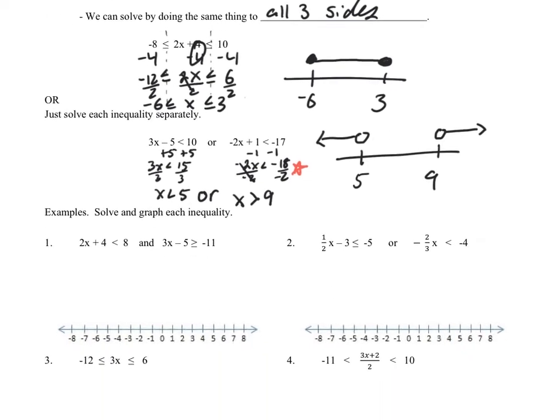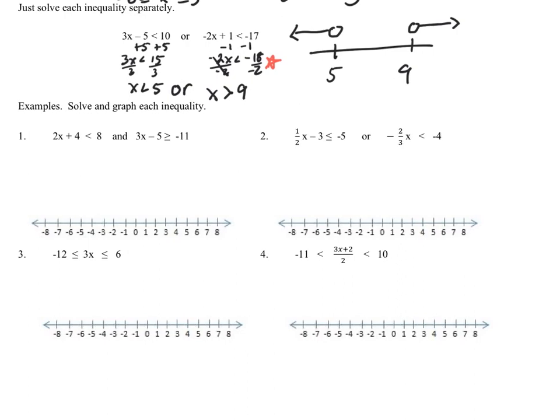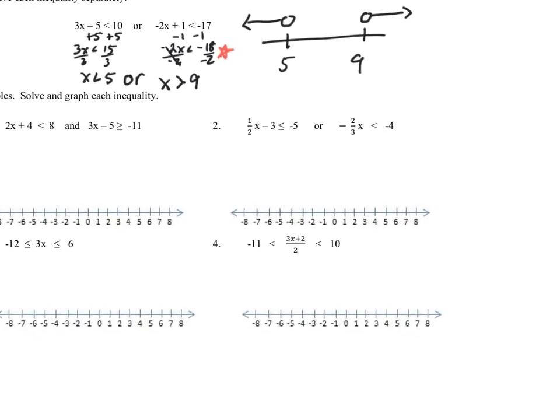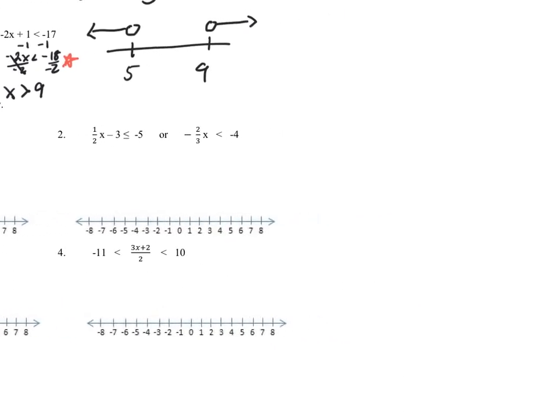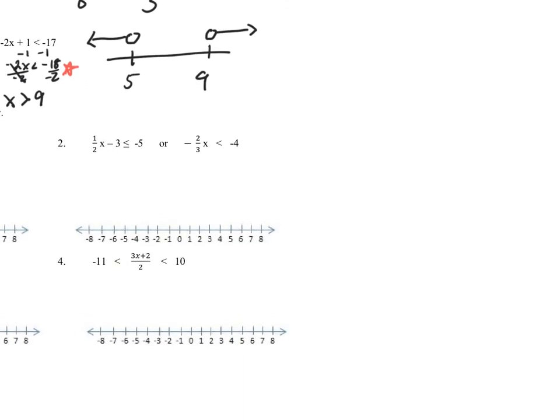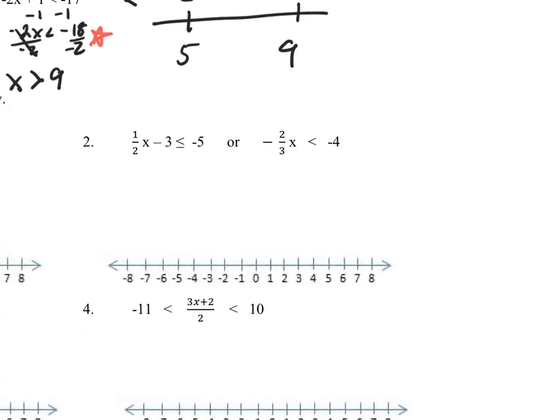Let's take a look at a couple more. I'm going to just do a couple that are a little bit different. So I'm going to look mainly here at 2 and at 4. So let's take a look at 2 if we want to solve this. This is an or, right? So we're just going to work with the left and then work with the right.